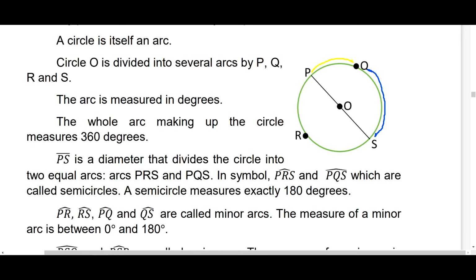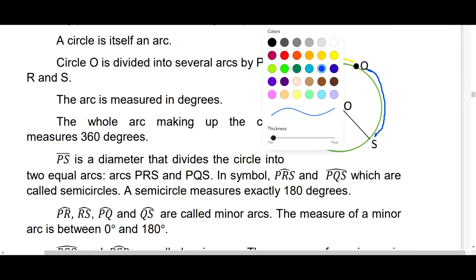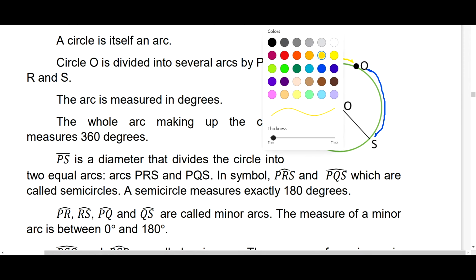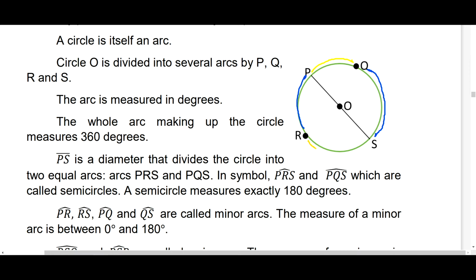Now, what else? Ano pa yung mga minor arc PR, and minor arc what? Minor arc RS. So, in this figure, we have 4 minor arcs. Ayan. Dito sa module, dapat ang pagkakasulat talaga niyan, PR, PQ. Pwede din interchangeable yan, RP, QR, etc.